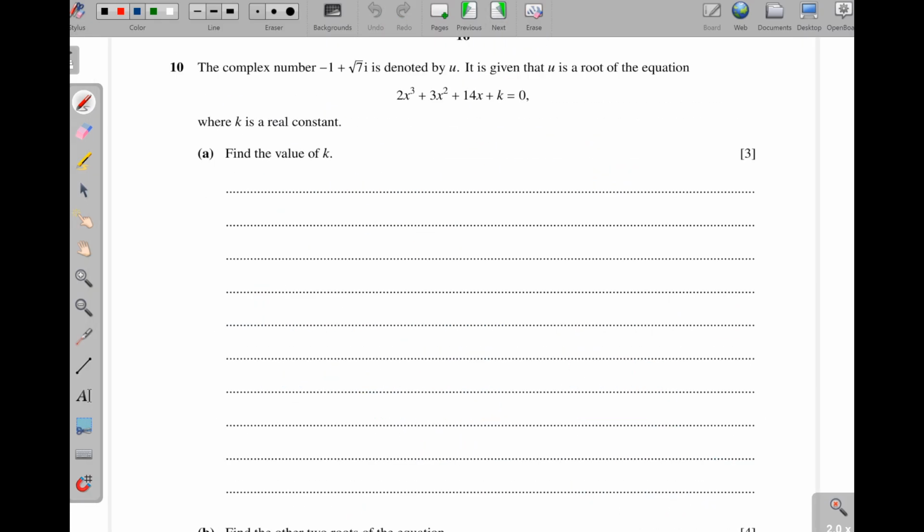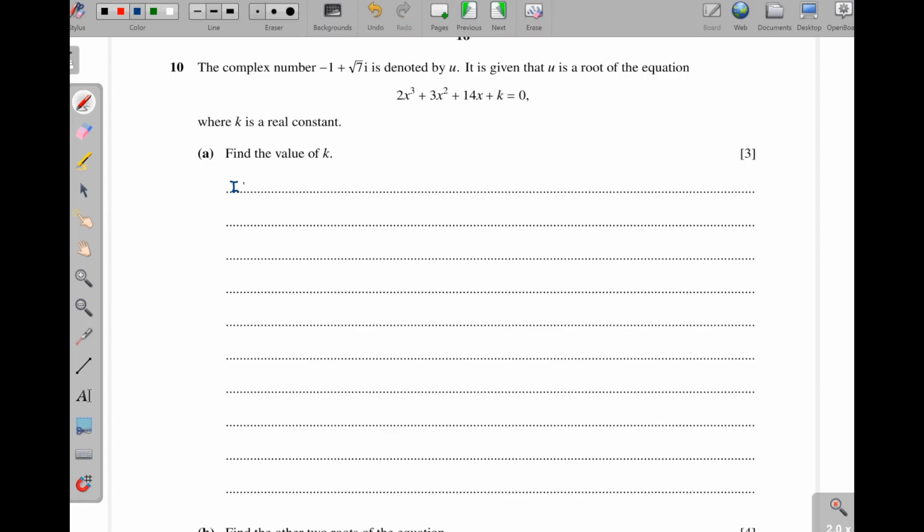Question 10 is coming from complex numbers. The complex number -1 plus root of 7i is denoted by u. It is given that u is a root of this equation here, where k is a real constant. Find the value of k. Now, if u is the root of this one here, this means that its complex conjugate is also a root of this, okay? Because these complex numbers move in conjugate pairs.